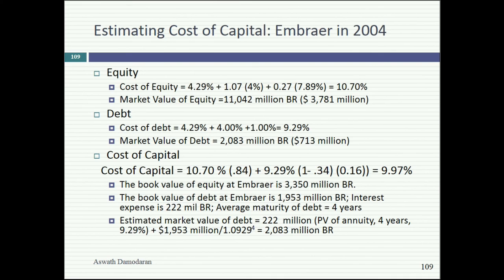Lots of pieces, lots of little details. None of the details are complicated, but there are lots of them. So when you do cost of capital, keep each item separate until you bring them all together. And the cost of capital in dollar terms for Embraer is 9.97%.